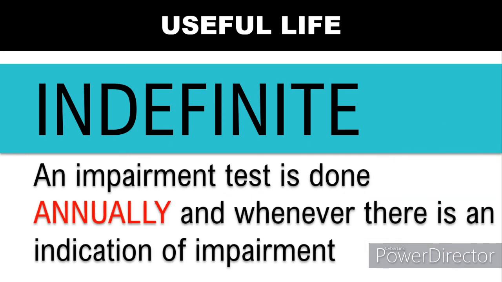For indefinite useful life, you cannot amortize because there's no basis to divide it with. So what we do is we do impairment tests annually, and also whenever there is an indication of impairment. Impairment is when you reduce the value from your accounts.